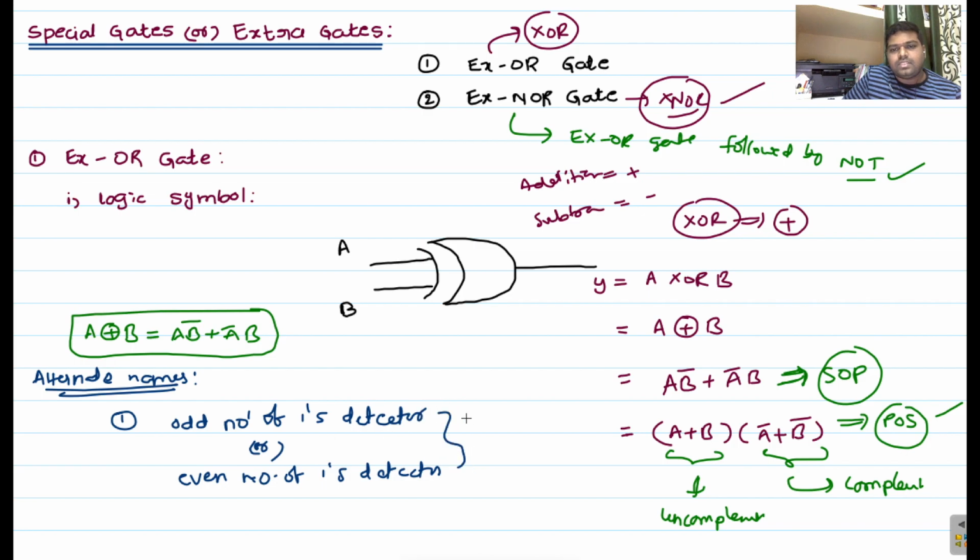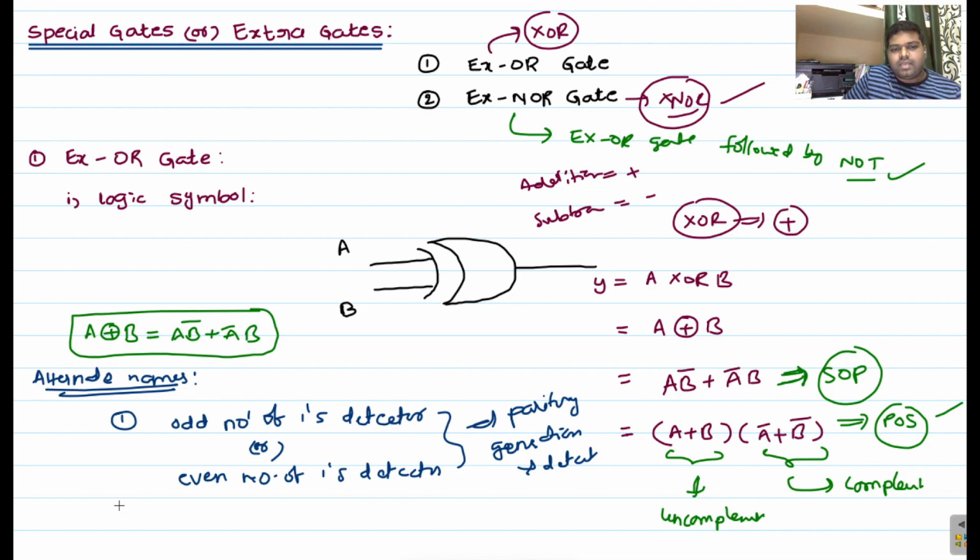So these things are used in parity generation and detection methods. In that point of view, we can use names like odd number of ones detector or even number of ones detector. Don't confuse. The odd number of ones detector is nothing but the XOR gate only.